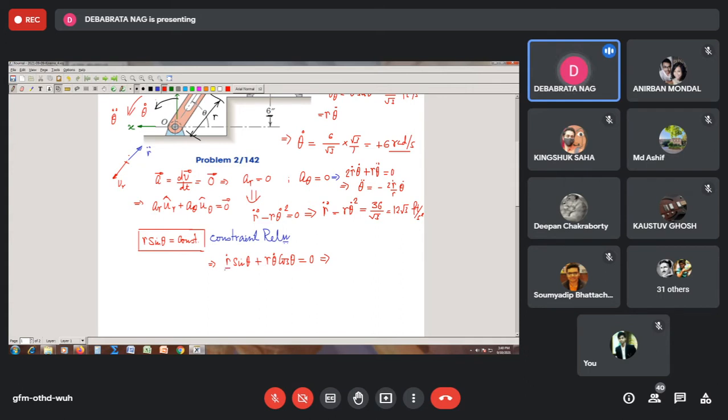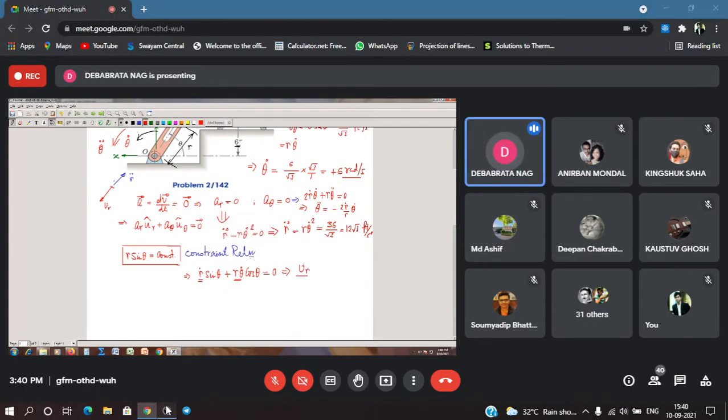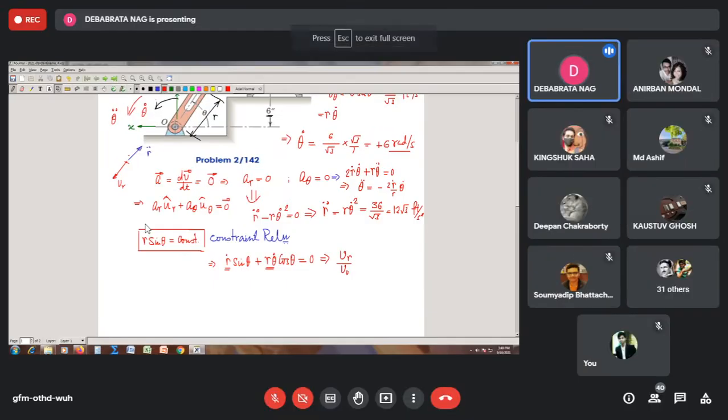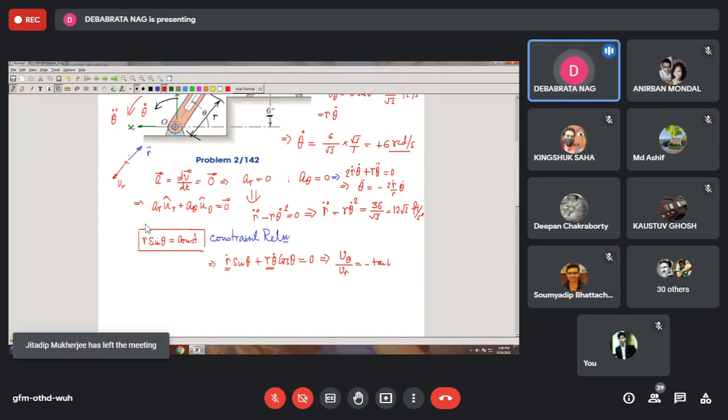Since we have this relationship, we can say the relationship between Vr and V theta, where this is Vr and this is V theta. So we can say that Vr by V theta, or rather we write it in the reverse manner: V theta divided by Vr, correct? V theta by Vr is going to be equal to minus tan theta.